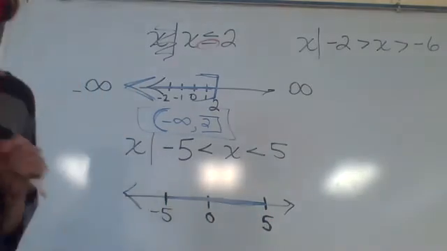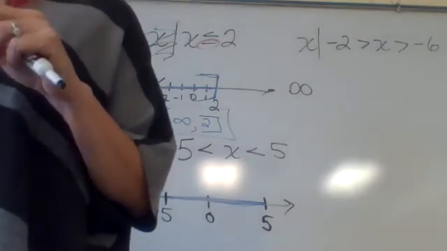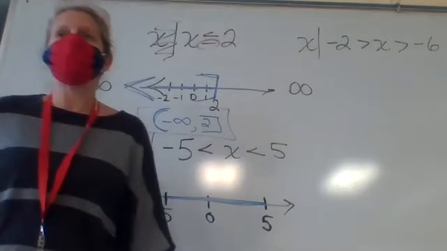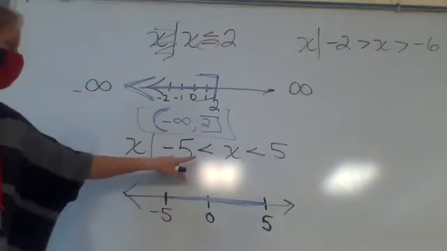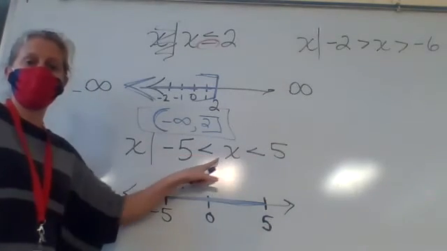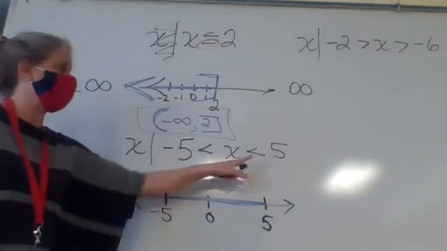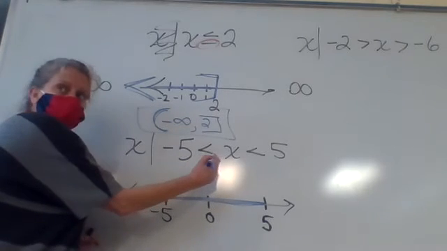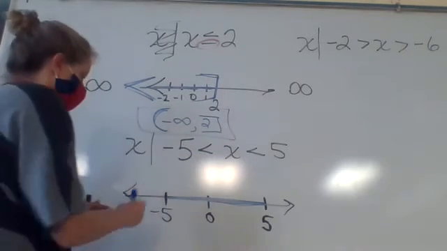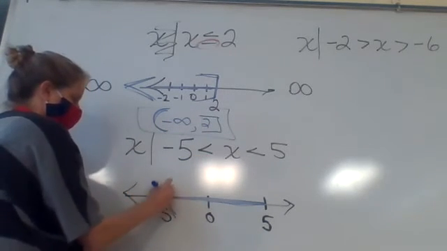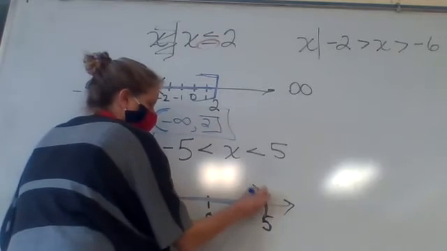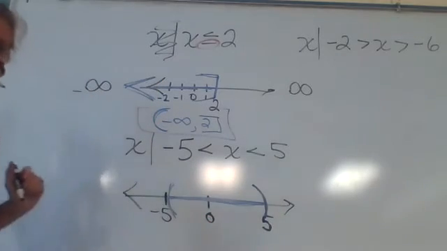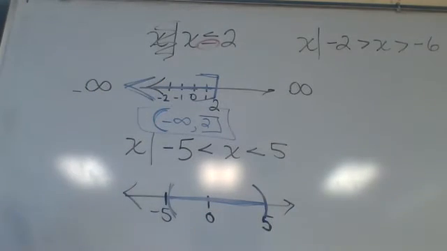So now I just need to decide whether that 5 and -5 gets parentheses or brackets. They both get parentheses, right? Because neither one of those numbers has the equal to sign. So parentheses, parentheses. That represents all the numbers between -5 and 5.